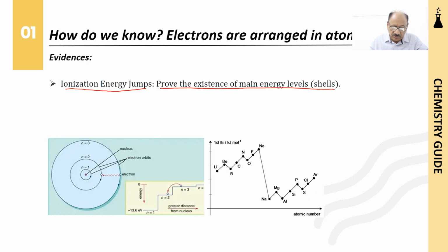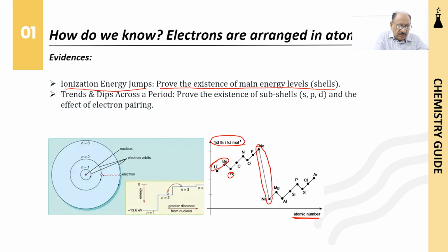What are those jumps? If we see this one, there is a jump between this, its drop is this one, and similarly we can see the jumps. Lithium to beryllium is increasing, and beryllium to boron is again decreasing. So these ups and downs, if we draw the graph between atomic number and the first ionization energy, measured in kilojoules per mole, this is the type of graph we will get. So these jumps are proof that energy levels exist.